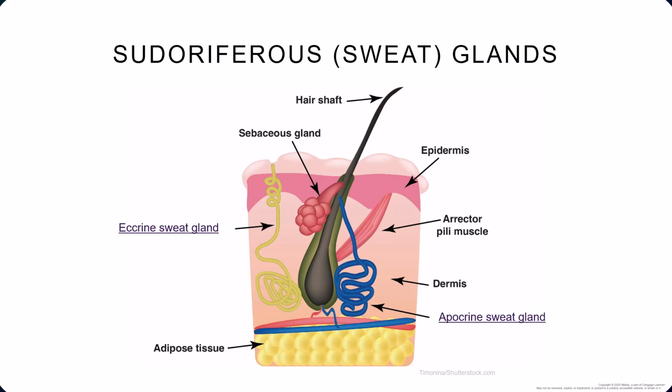We also have the sudoriferous glands or the sweat glands, and these are what's helping regulate our body temperature and eliminating waste products by excreting sweat. They have a coiled base and a duct opening or pores at the surface of the skin, which helps eliminate the fluids and the minerals daily. Losing an excess of fluids can lead to dehydration in the body.